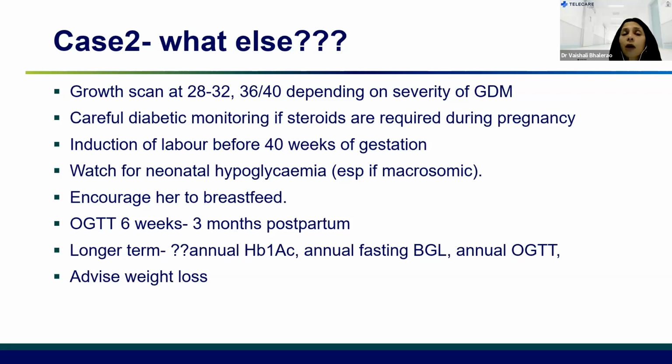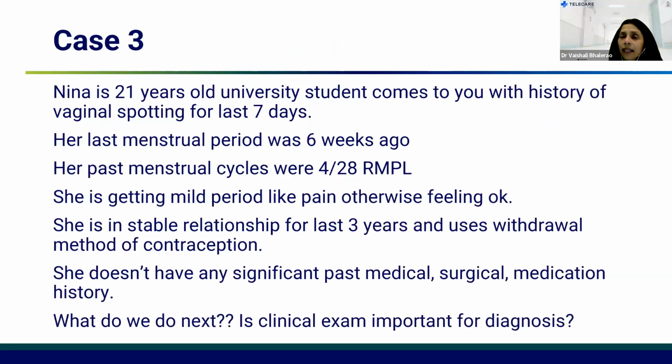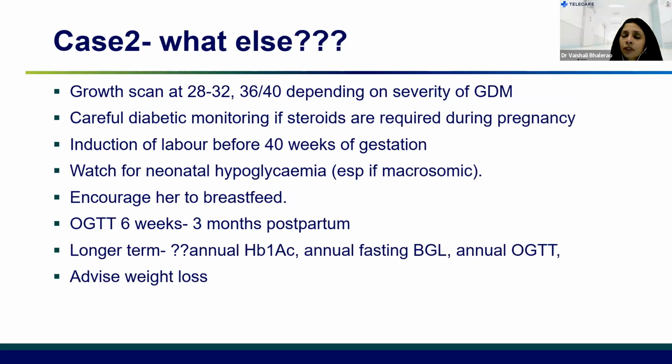Watch for neonatal hypoglycemia, especially if the baby is macrosomic. Encourage her to breastfeed. That will help her diabetes as well as improve the baby's hypoglycemia. OGTT between 6 to 12 weeks postpartum. Long term, how are we going to manage her? Either do annual HbA1c or annual fasting blood sugar level or annual OGTT, and advise weight loss. So that is about case 2.